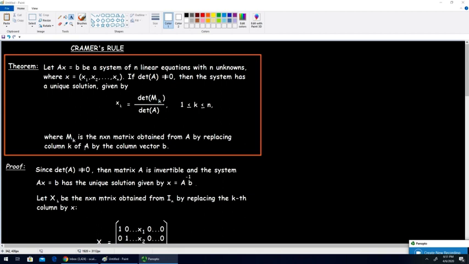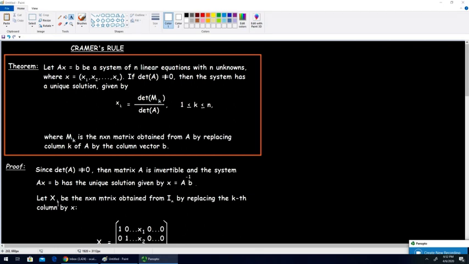So you take the column k of A and you replace the whole thing by the vector B, where B represents the vector on the right side of the system. Now the proof follows as in the following. Because the determinant is different than 0, the matrix is invertible. So the system Ax equals B has a unique solution, and that solution is given by the inverse of A multiplied by B. Now the way we shall find the components of x is as in the following.